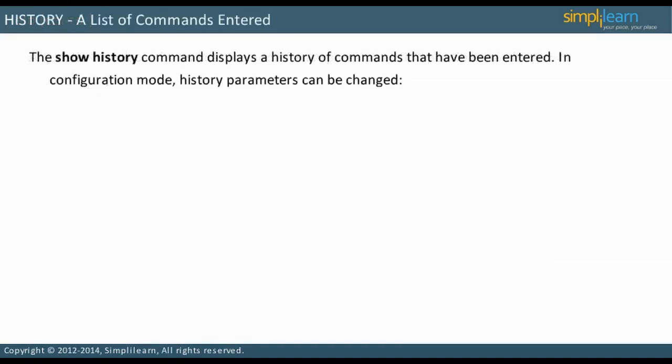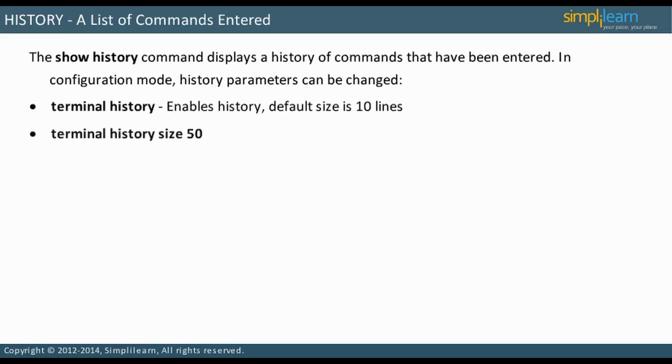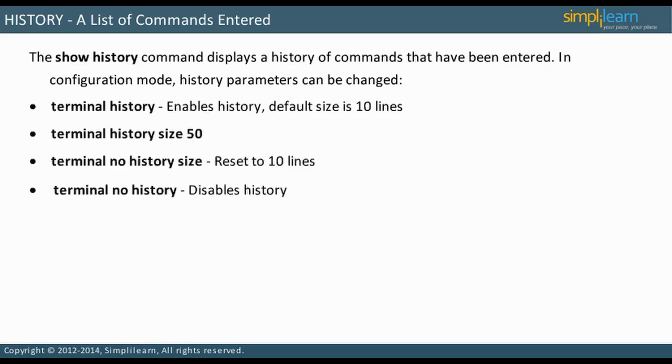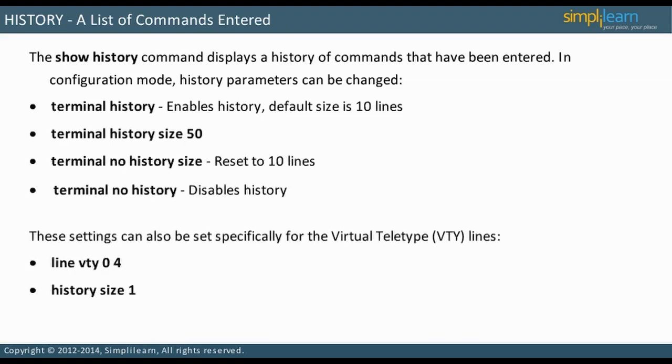The show history command displays a history of commands that are entered. There is a separate buffer for each configuration mode. This means in privileged mode, listing the history will only show commands that are entered in privileged exec mode. In configuration mode, history parameters can be changed. Take some time to go through the commands listed on the screen. Note there is an option to set history parameters specifically for the virtual teletype VTY lines, as shown on the slide. Let us move on to the configuration in the next slide.